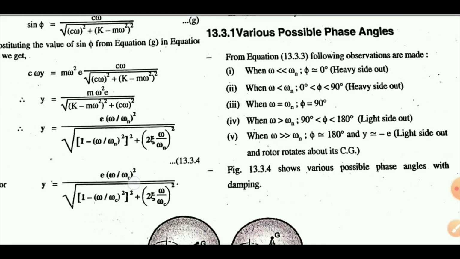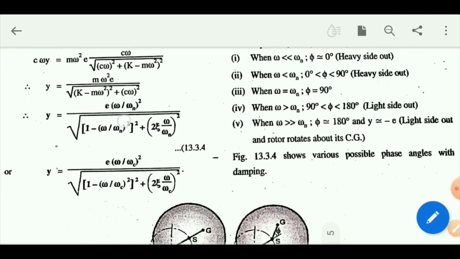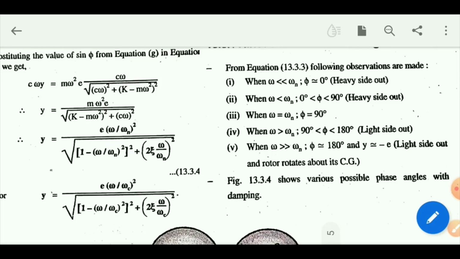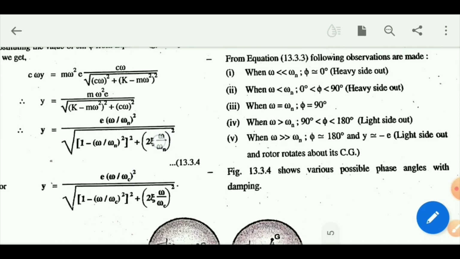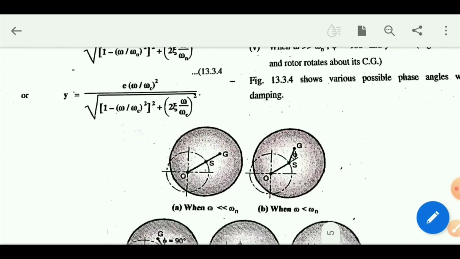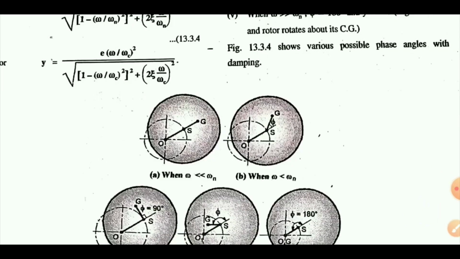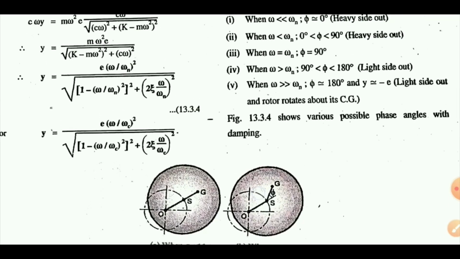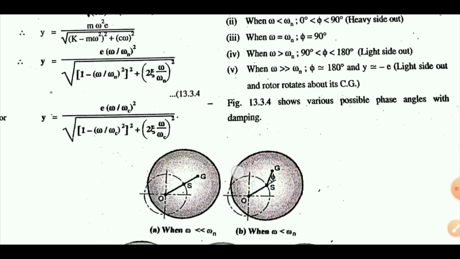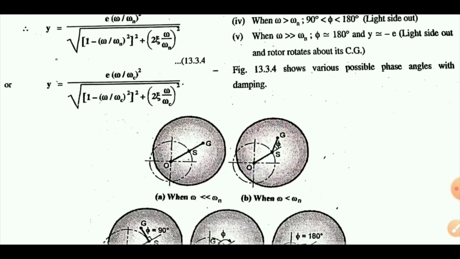So we will discuss the various possible phase angles. The first case is when the angular speed is lower than omega n and phi is equal to 0, which is heavy side out. This will be the first case, when omega is less than omega n. Similarly, for omega less than omega n, the angle phi is between 0 and 90 degrees for heavy side out.